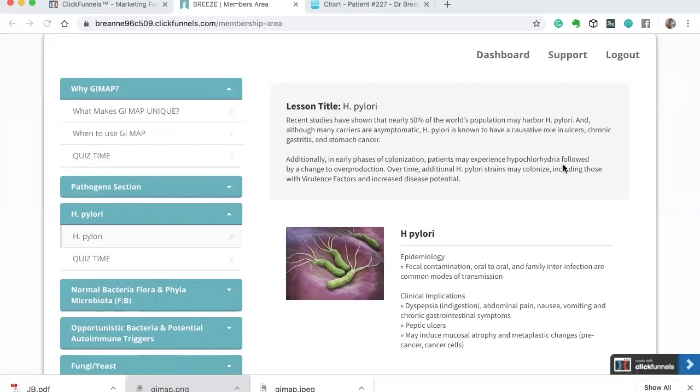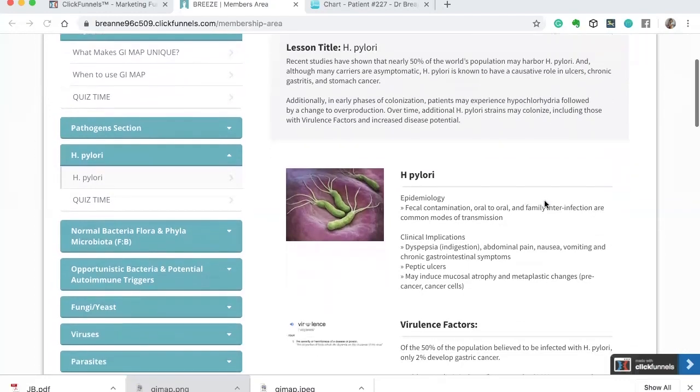Over time, H. pylori strains may colonize, and those with the virulence factors have the increased disease potential. H. pylori comes from fecal contamination, oral to oral, and family interactions are common modes of transmission. We are seeing things like dyspepsia, which is indigestion. You might see some heartburn, abdominal pain, nausea, vomiting, as well as bloating in the upper stomach area right below the rib cage.